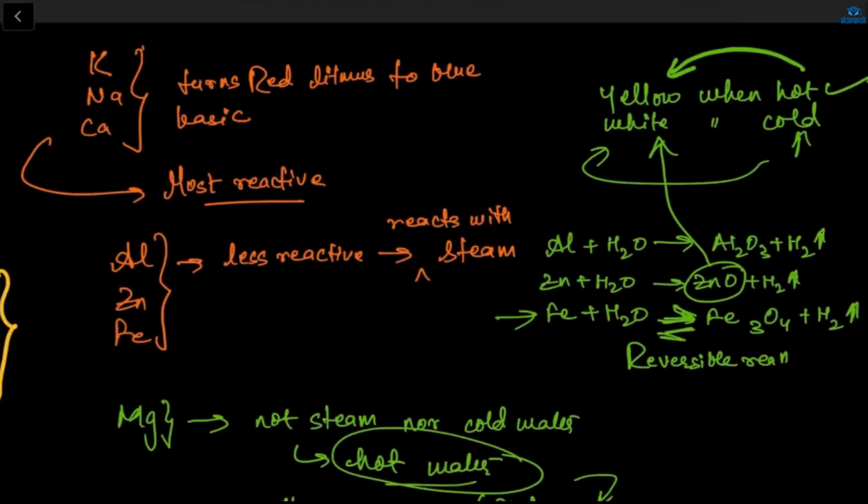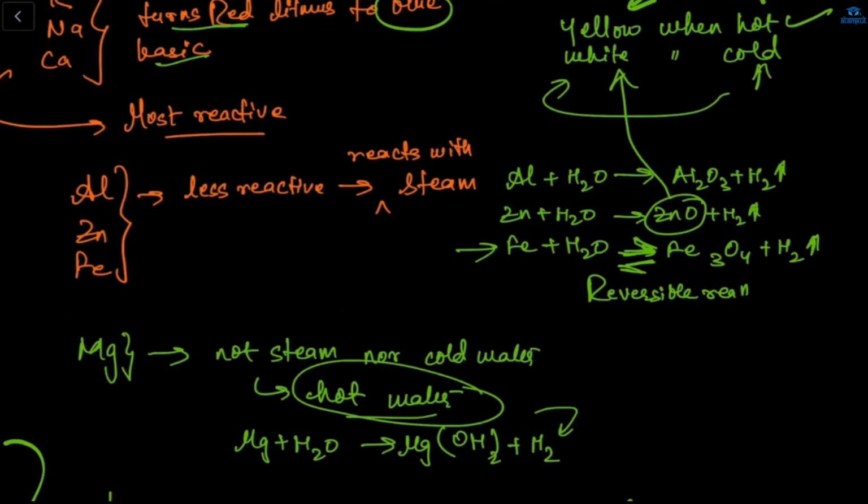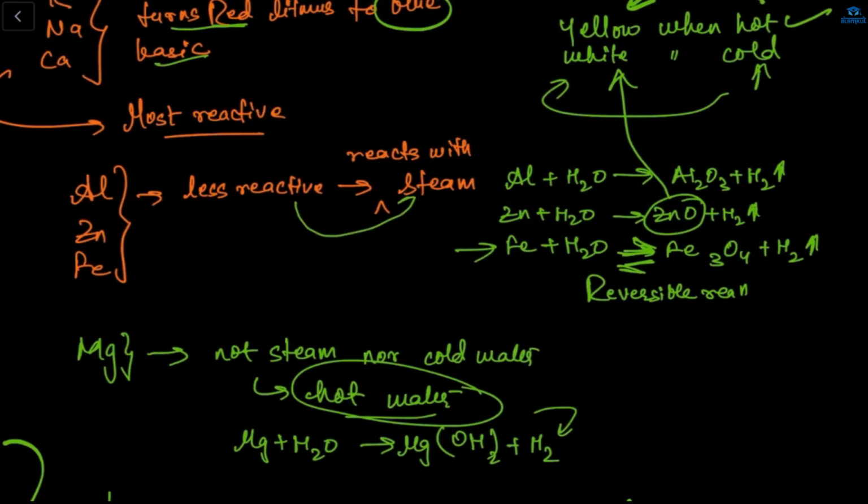Next, one more point about potassium and sodium is that they are basic in nature. They turn red litmus into blue. And here your aluminium, zinc, and iron are less reactive. If they are less reactive, they react with steam.